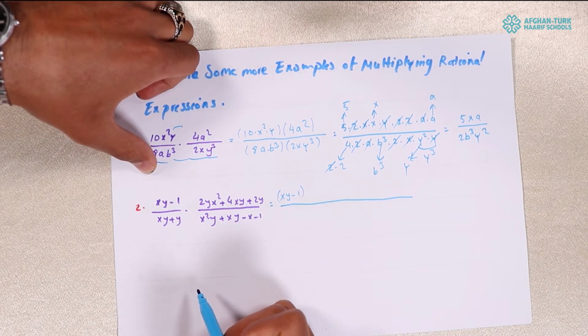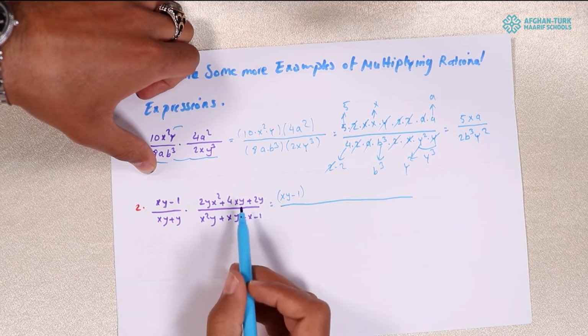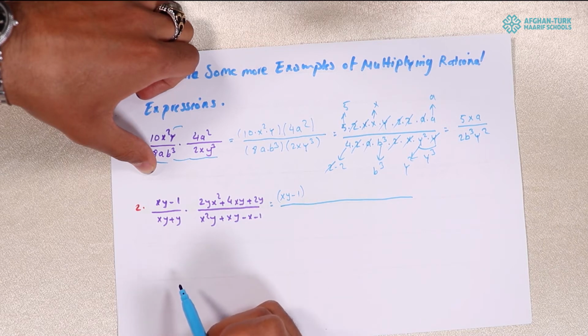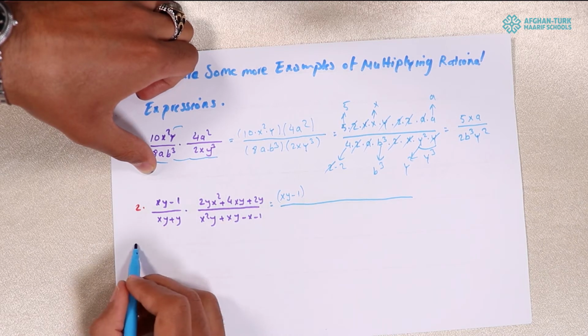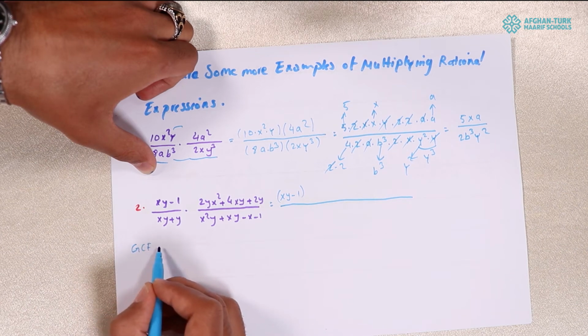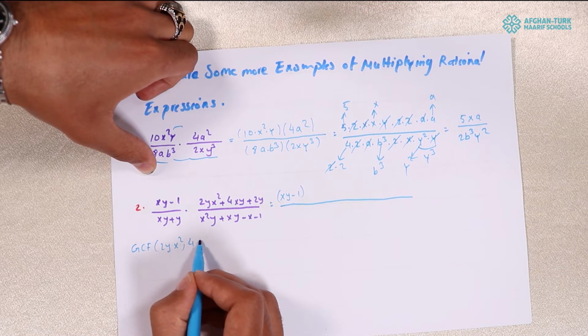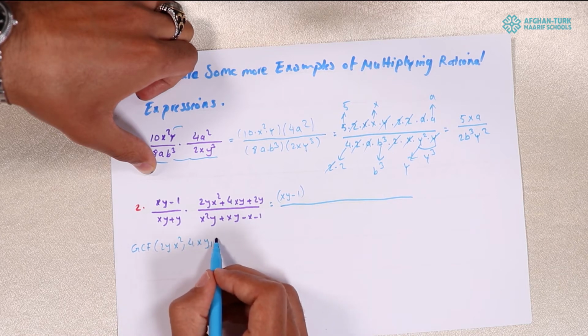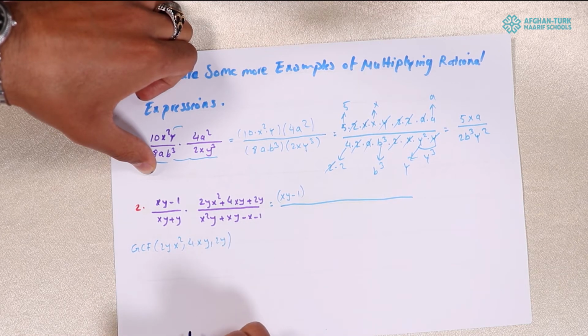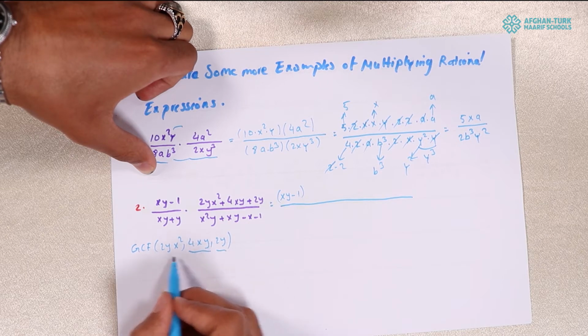So what should we take as a common factor, in your opinion? What's the common factor from here? We should take the greatest common factor. Greatest common factor of what? 2yx squared, 4xy, and also 2y. So what's the greatest common factor?